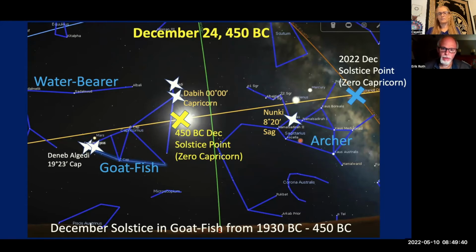But again, this is relative, or subjective to what we see in the sky, and things change over time. But we can see that the solstice point was actually in that Goldfish during the first and second millennium BC.